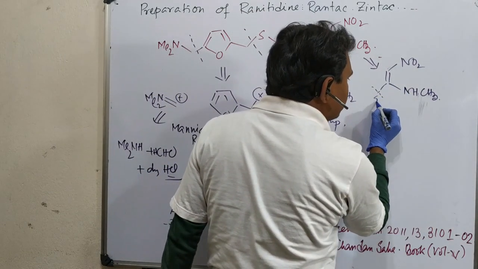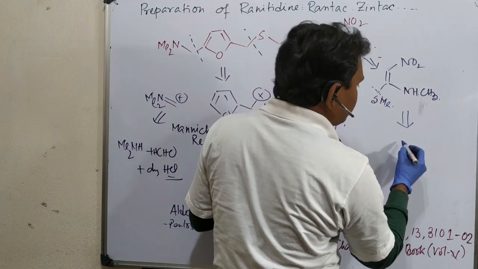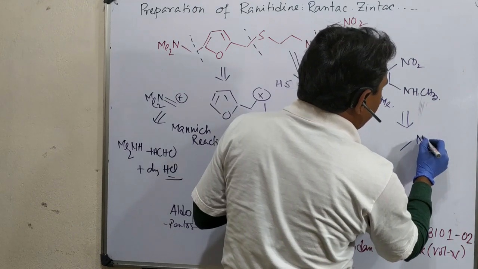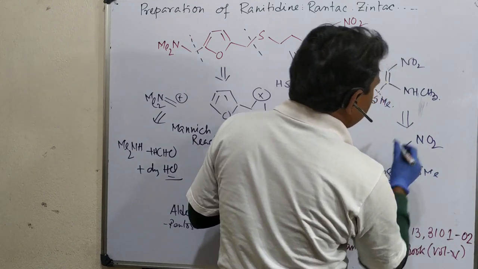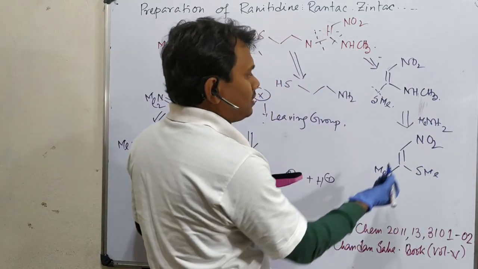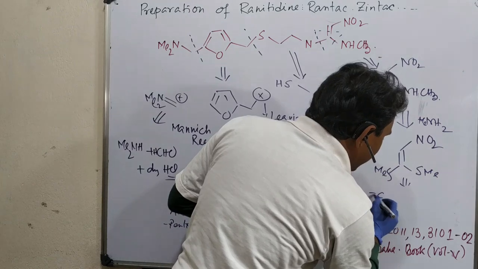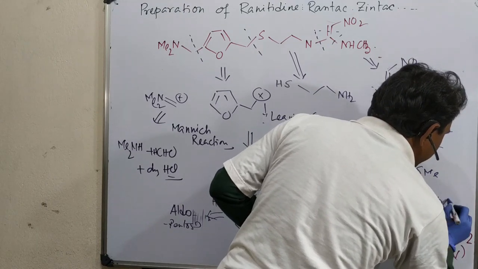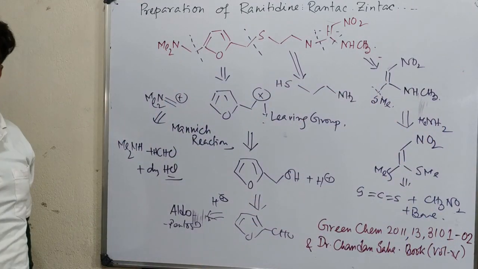Now, this could be obtained from the corresponding SMe compound. How could this be obtained? From the corresponding NO2 SMe compound, by reaction with methylamine. And how could this be obtained? From carbon disulfide, plus nitromethane, CH3NO2, in the presence of base. So this is the overall disconnection approach for this molecule.